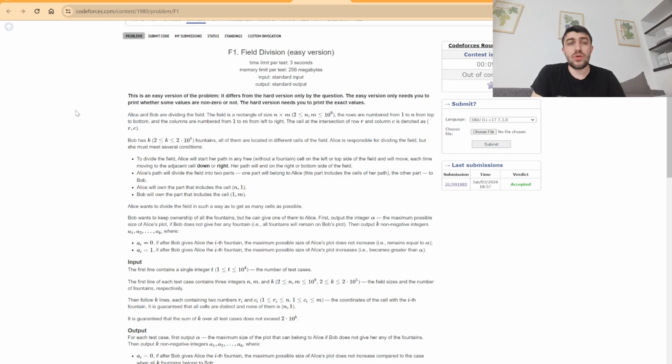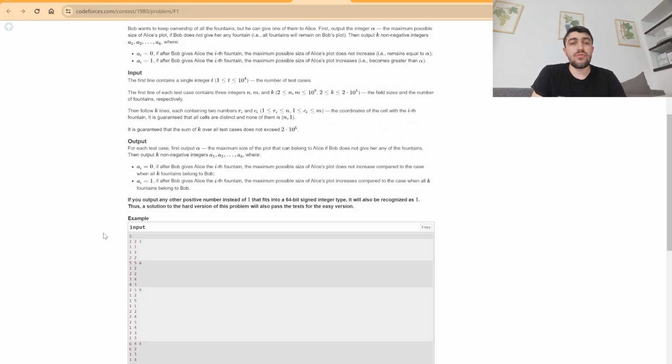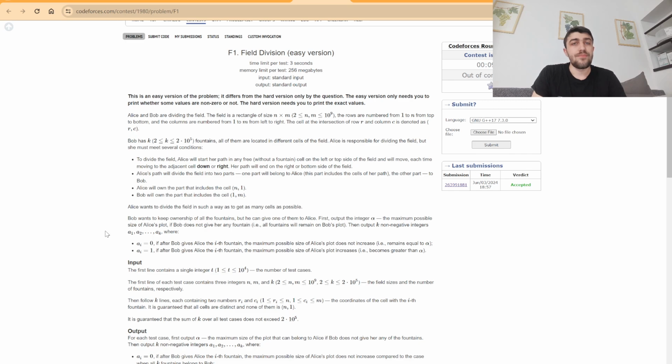And for F1, we will need to see if the area of Alice's land will be higher if we remove each of the fountains. So for each of the fountains, we will need to check whether her plot will get bigger or not. For example, if this is the starting plot, if we remove the second fountain, then Alice's surface will grow, and the same for the fourth one, and so on. So this is for the second sample. And our goal is to find this out very quickly for all of them.